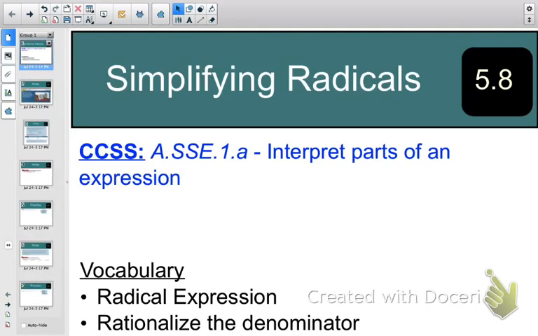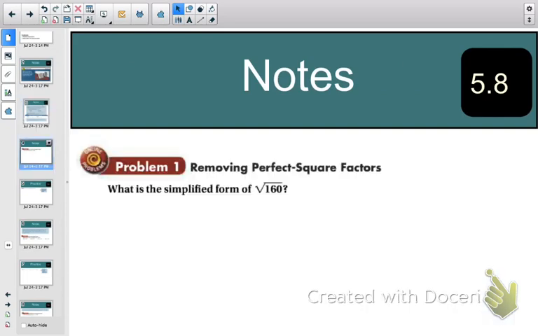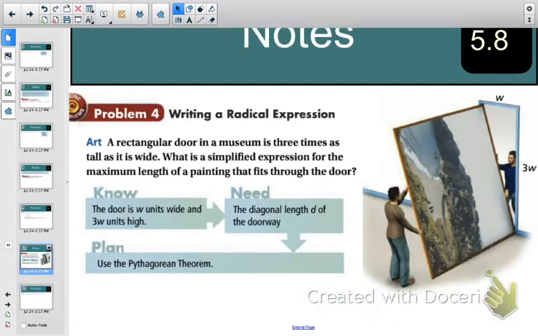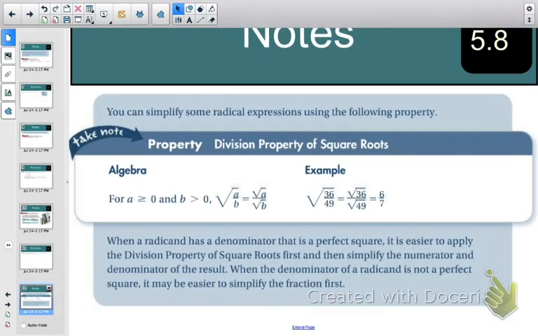Welcome back, y'all. Here for part 2 of 5.8. So we got through about half of this last time. I think we left off at the door problem. Yes, the door problem. Okay, so we went over how to simplify radicals and how to multiply radicals and simplify them from there. Now, in this video lesson, we are going to go over dividing square roots and radicals.